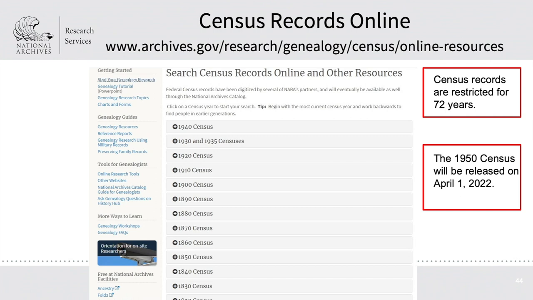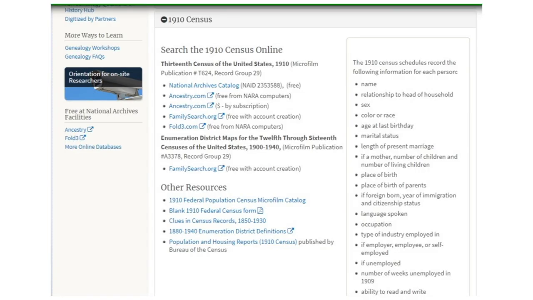So here you can click on the year that you're looking for. As a strategy, when you're just beginning, it's always best to start with the most recent census year and work backwards. If you click on 1910 as an example, the panel opens up and you'll first see links to the census images in the National Archives catalog, if available, and also on our partner websites, Ancestry.com, FamilySearch, and Fold3. There's a link to the blank template form and some articles and other resources related to this census year.